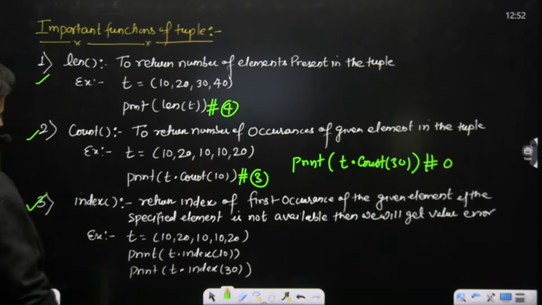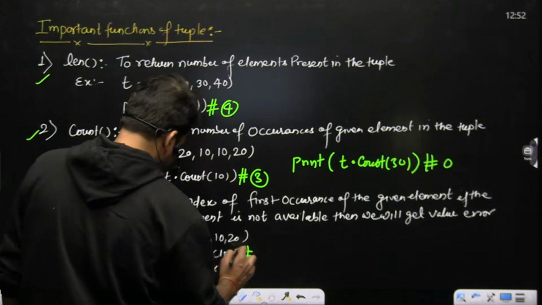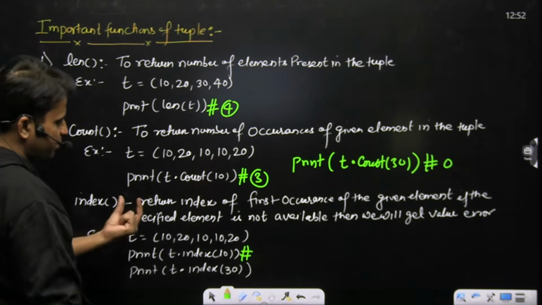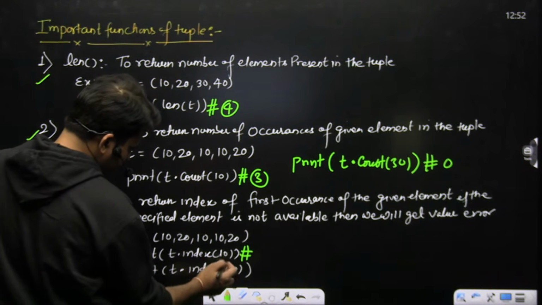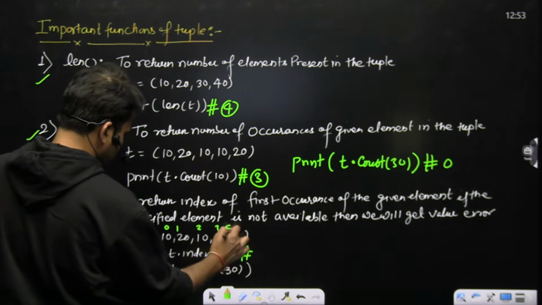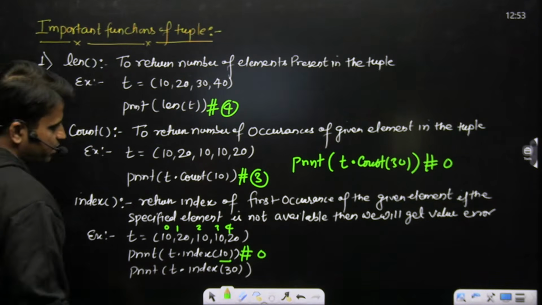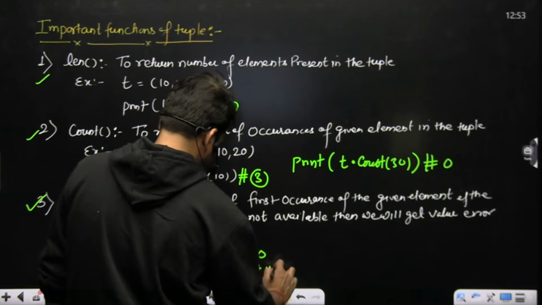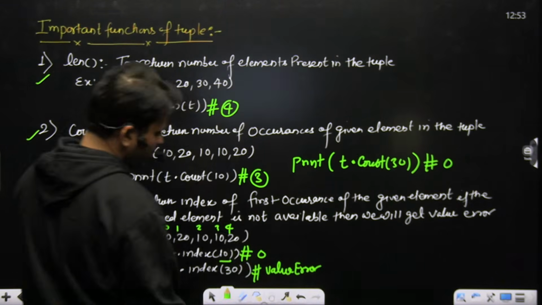Index. It returns the index of the first occurrence of the given element. If the specified element is not available, then we will get a value error, student. So t dot index 10, what is the output of this one? It returns the index of the first occurrence of the given element. The first occurrence of 10 is at what, student? Sir, 0 index. So the output is 0. Now t dot index 30. 30 is not available here, so we will get a value error, student.